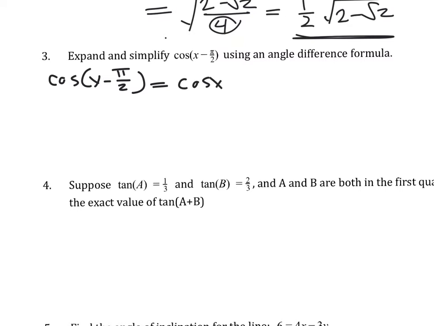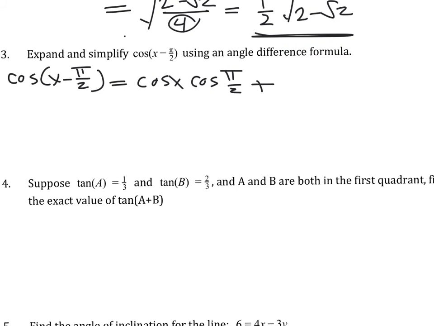Cosine x, cosine pi over 2, plus, I'm going to use the opposite sign, of course, sine of x, sine of pi over 2.